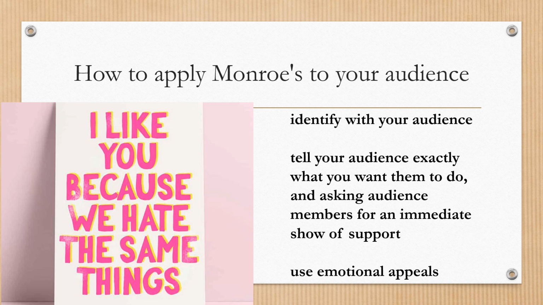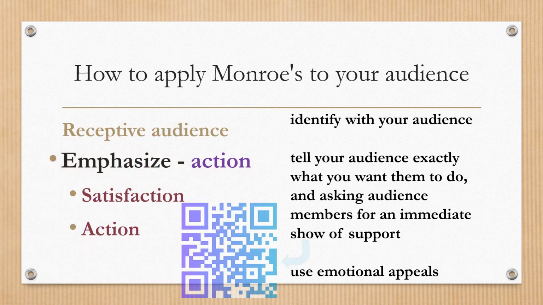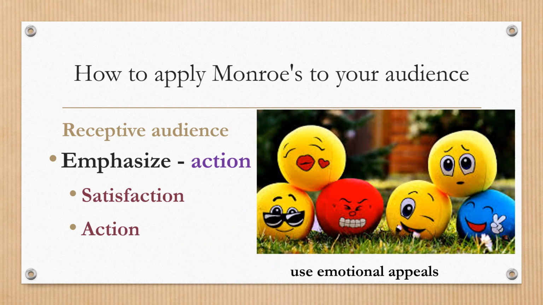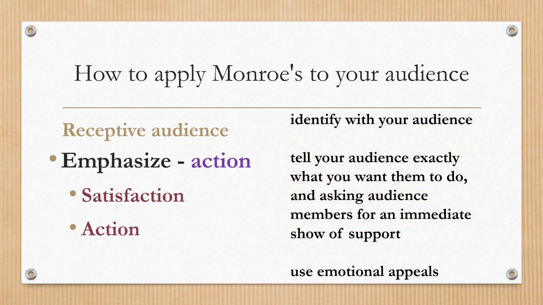So again, you're identifying with them, and you are going to ask them to show immediate support, and this could be in the form of a QR code. You don't have to. That's just something that is fairly new and something that a lot of people use just because it is immediate support. And you can make it easy for the audience to do what you want them to because you have that QR code, and that's easy for them to do. And then again, use of emotional appeals works great because this audience is already on your side, and you can push them to do what you want with emotion.